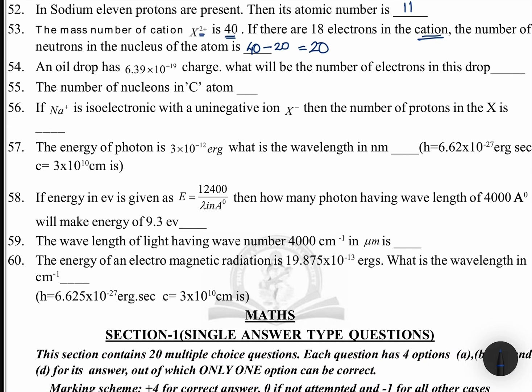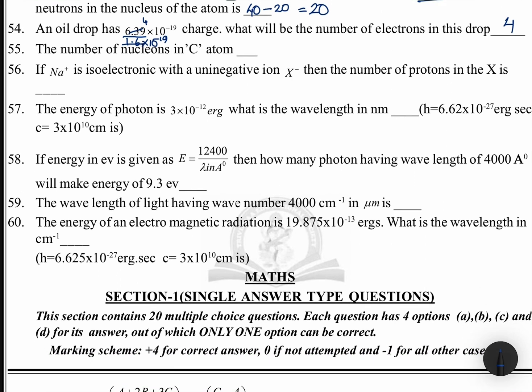An oil drop has 6.39 times 10 to the power of minus 19 charge. So the number of electrons will be 4. Standard question again, because the charge of 1 electron is 1.6 times 10 to the power of minus 19. If you divide, you will get 4. So 4 electron charges will be that one.